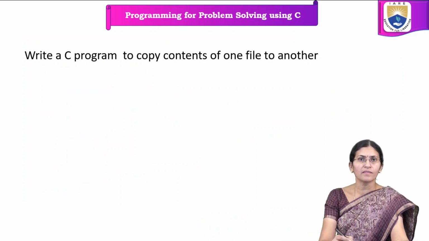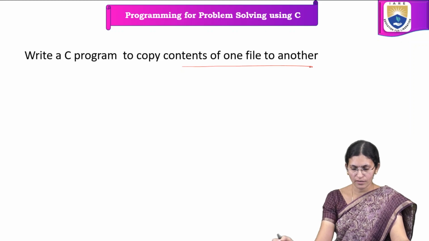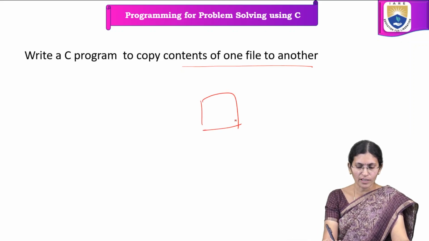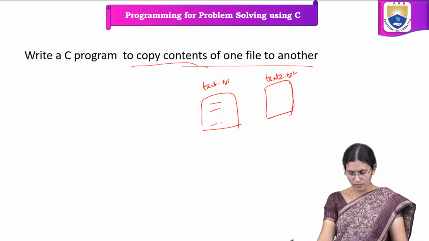Next one is another C program to copy the contents of one file to another file. That means if you have one file, text1.txt, and there is some information stored here, and you want to copy the content of this file to another file, suppose text2.txt, then we can do this with the help of this program.